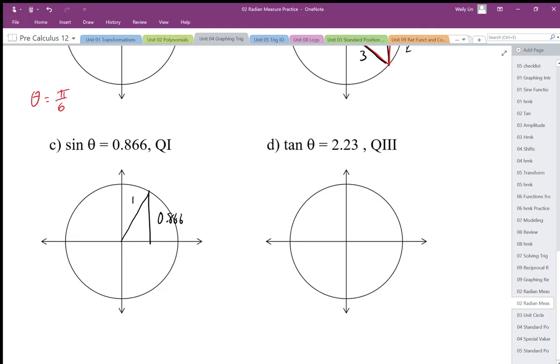Let's do it. 0.866. It's going to be 1.05, it looks like. So theta, and that's the right spot, is 1.05 radians. Okay, so that looks about right. That's going to be 1.05 radians there. 2.24, probably a slope that looks kind of like that. It's in quadrant 3, so I'm just going to stop there.